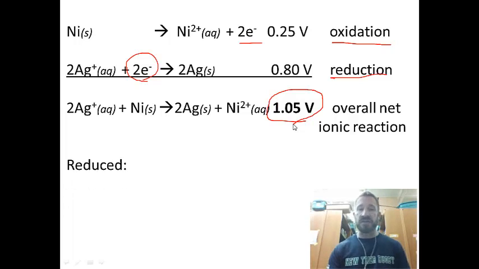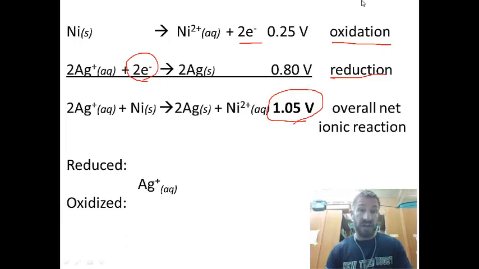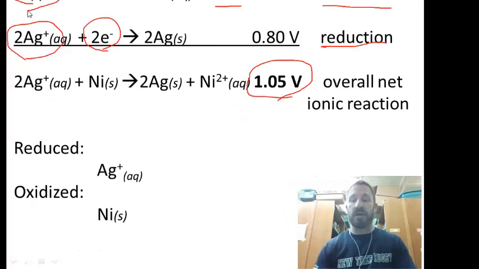A couple other things about this. Identify the substance that is reduced. So we look at the reduction. What is reduced is always going to be a reactant, and so the reduced substance would be the silver ion. Next, what is oxidized? That's going to be from the oxidation half reaction, and it's going to be a reactant. That's going to be a metal. So metals are oxidized, and so the metal that is oxidized here is nickel. Now we see metals can be reduced, but when metals are reduced, they are metal ions. When metals are oxidized, it's a metal that's a solid.